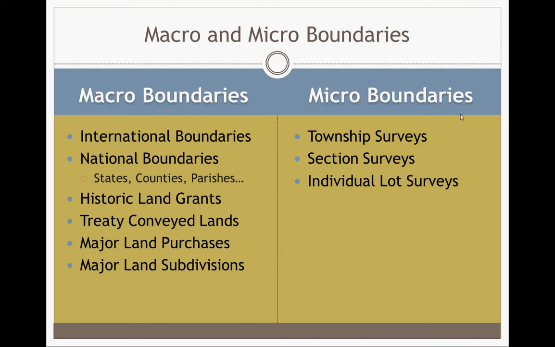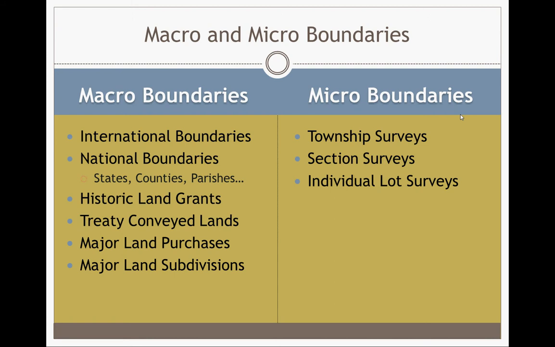Now, when we talk about boundaries, it's important to look at two major categories of boundaries that we will deal with in surveying as long as you are a surveyor. You have micro and macro boundaries. Now, a macro boundary is going to be a boundary that is something that is huge. So we're talking international boundaries, national boundaries, boundaries between states, boundaries between counties, parishes, that kind of thing.